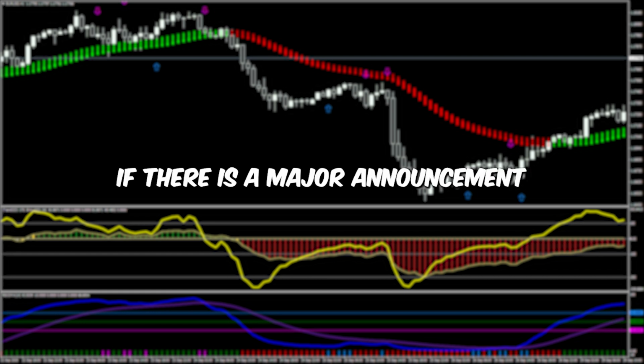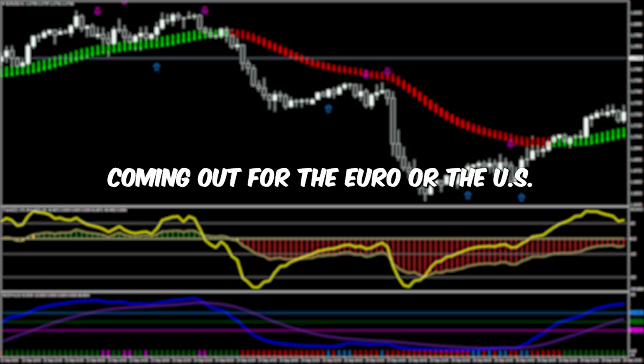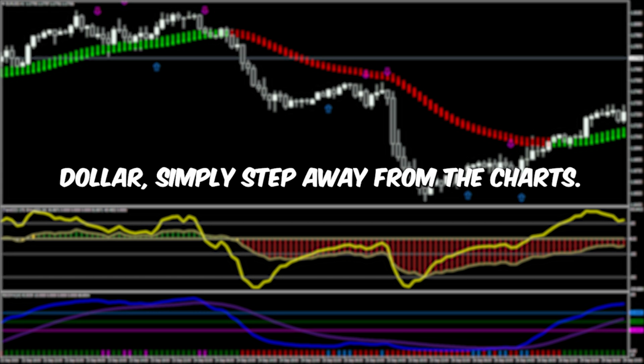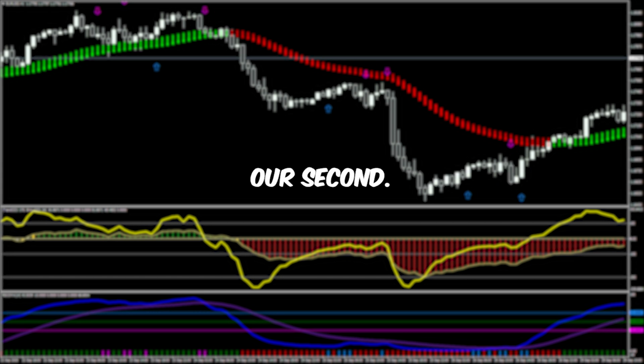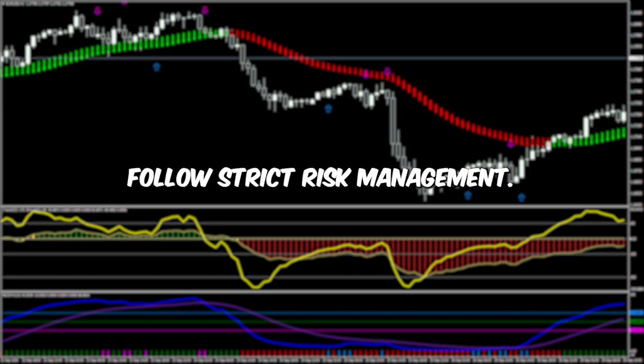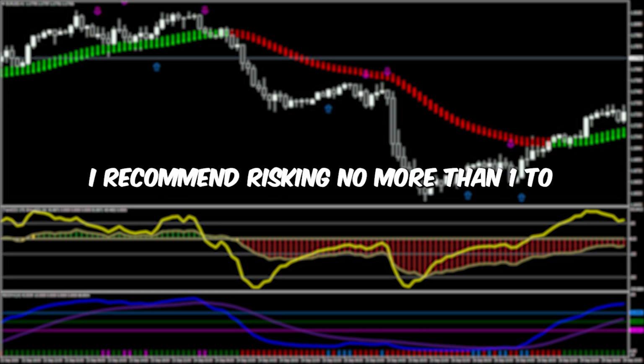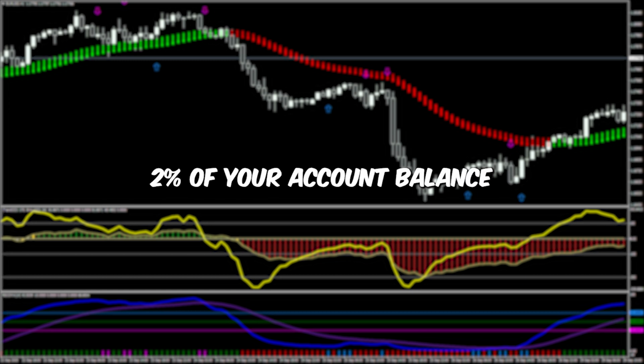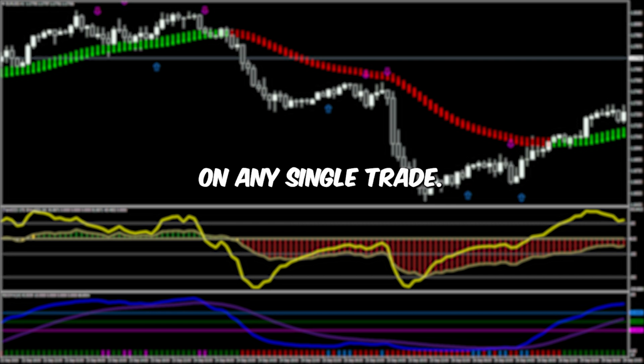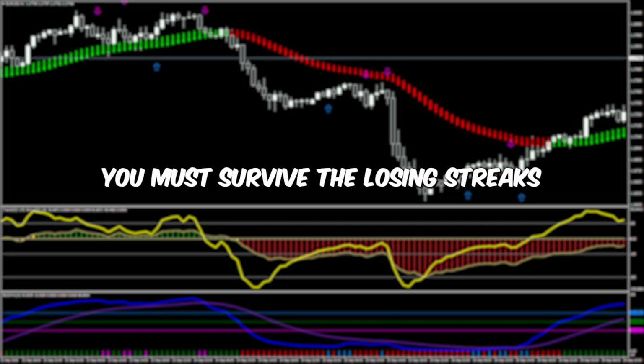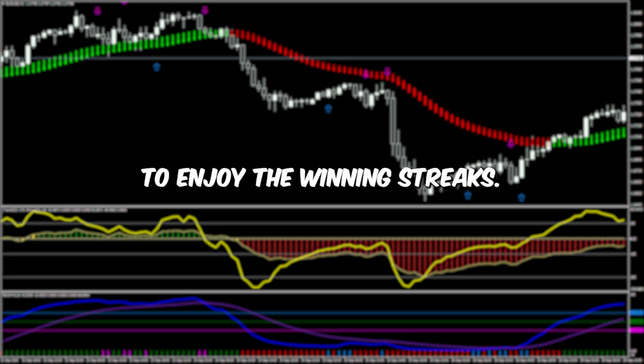If there is a major announcement coming out for the euro or the US dollar, simply step away from the charts for that hour. Second, follow strict risk management. I recommend risking no more than 1 to 2% of your account balance on any single trade. It does not matter how good the setup looks, you must survive the losing streaks to enjoy the winning streaks.